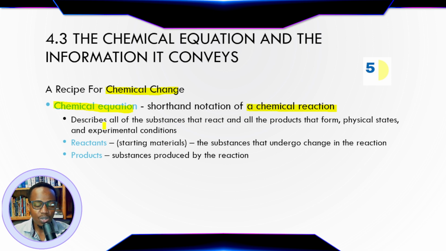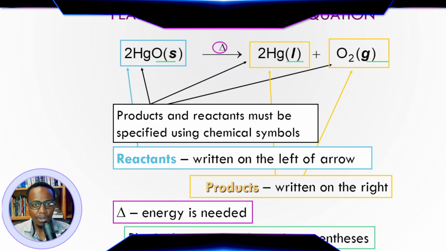Now, a chemical equation will have two main parts, and these are reactants and products. Reactants, of course, are things that are reacting, the starting materials, and the products are the things that you are producing. All right. So if you look at a chemical equation, this is an example, right? You're going to have things on this side which are reactants. You're going to have things on this side which are products, right?